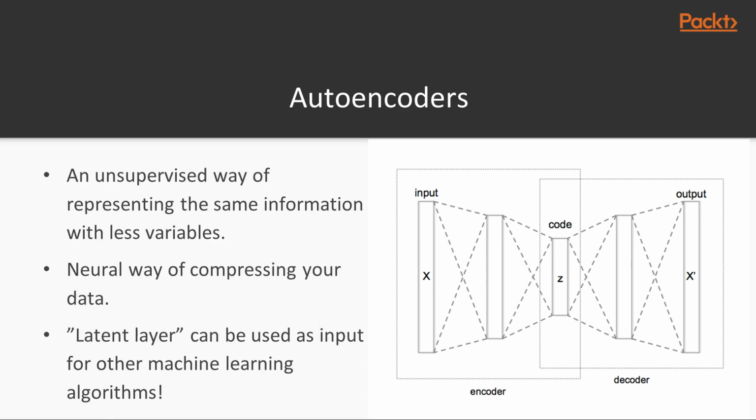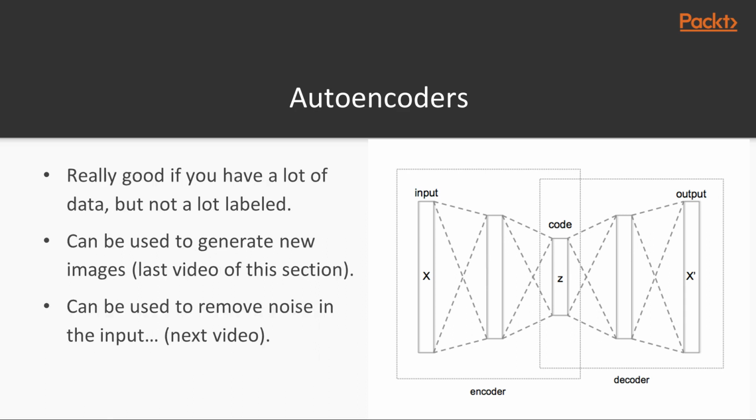other machine learning algorithms. So this is something that's really good if you have a lot of data, but the data is not labeled. And if you have this, you can maybe find a way to get the same input, like the same representation, but in a smaller amount of variables, so that you need fewer data points to learn this data set. So this is something to do with beating the curse of dimensionality. The more inputs you have, the more difficult it is to generalize over all the data that you have.